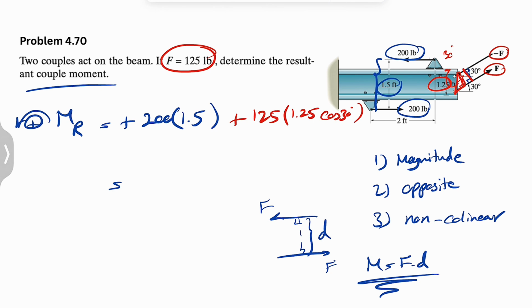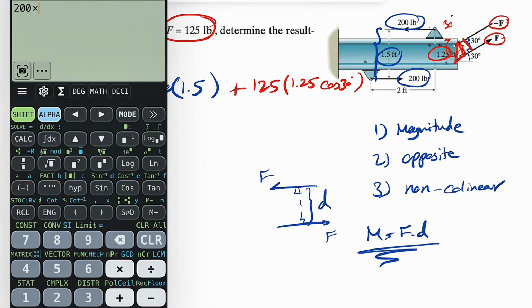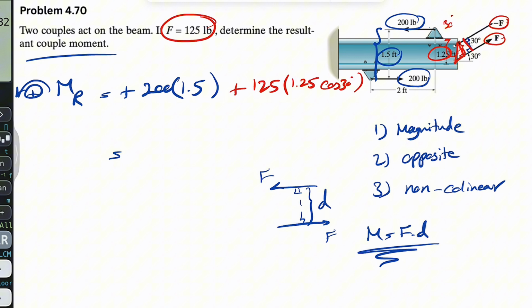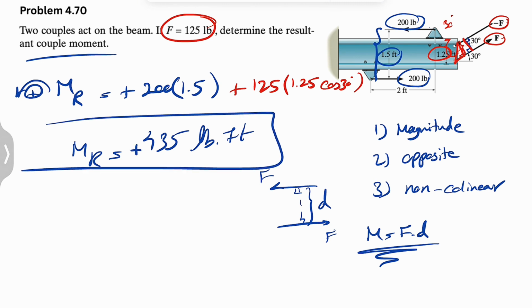We just have to calculate this, and this is going to give us the final answer, basically 200 times 1.5 plus 125 times 1.25 cosine of 30. That's going to give us 435 pound-foot as the resultant moment, and the positive sign here shows that the moment is going to be counterclockwise.